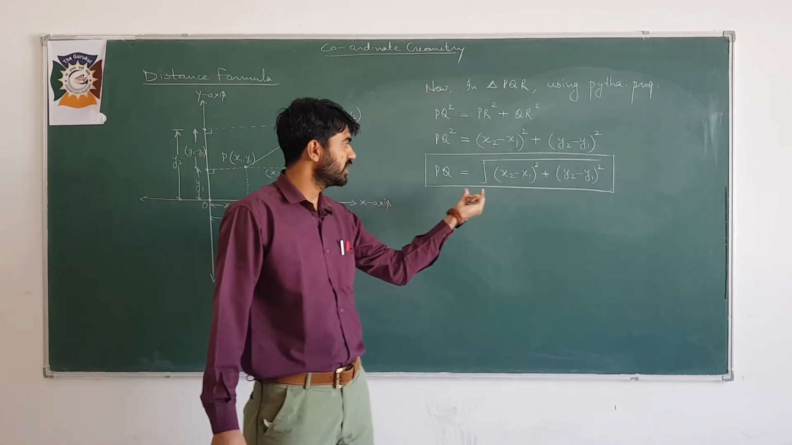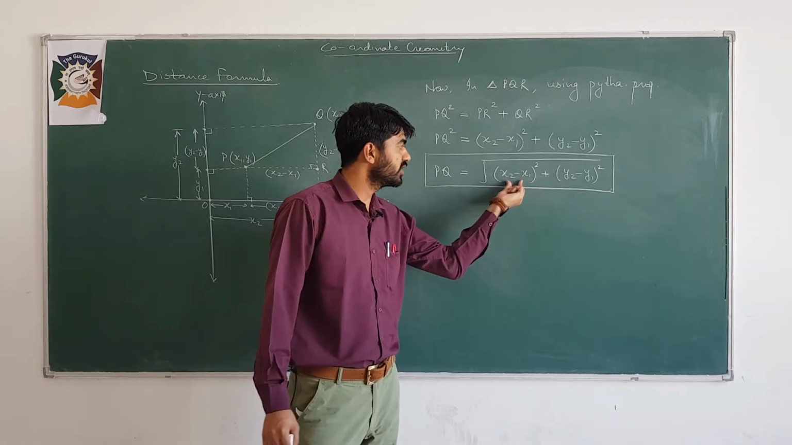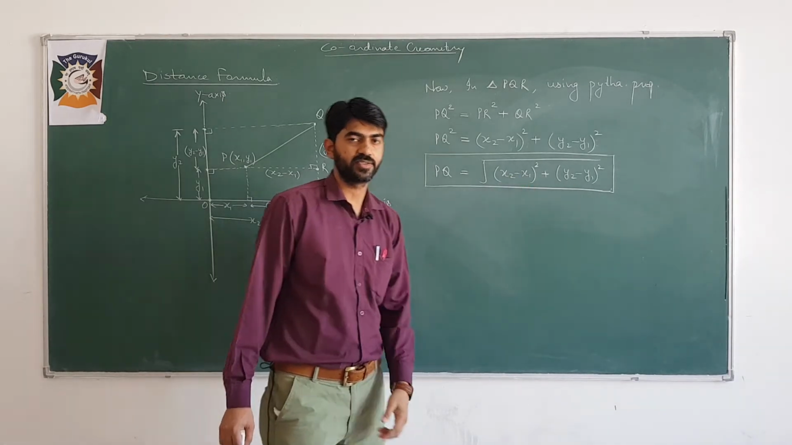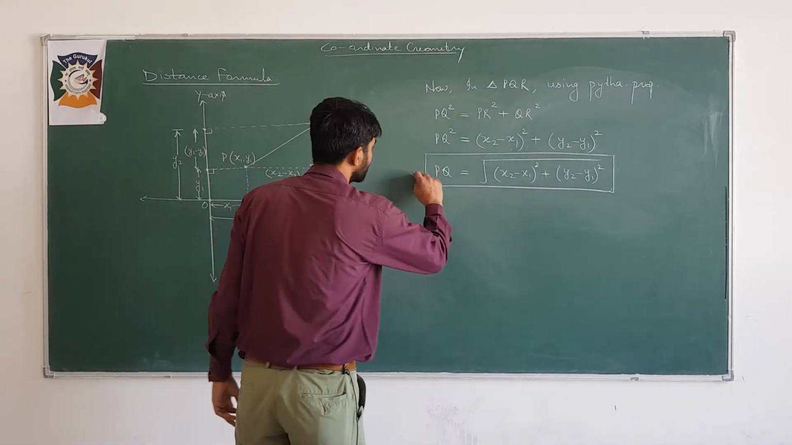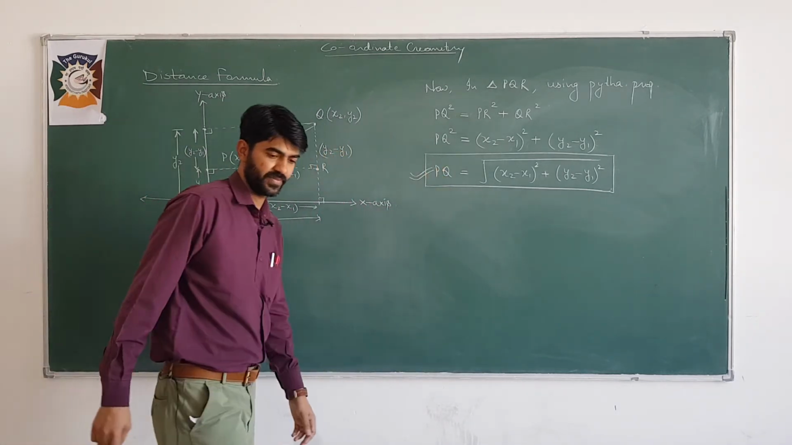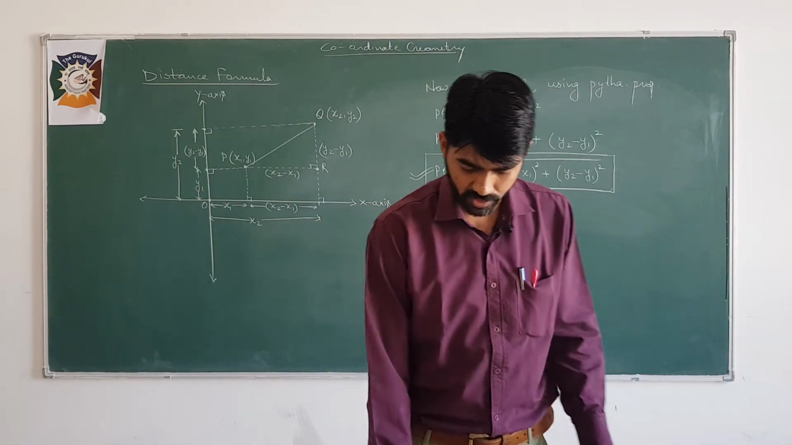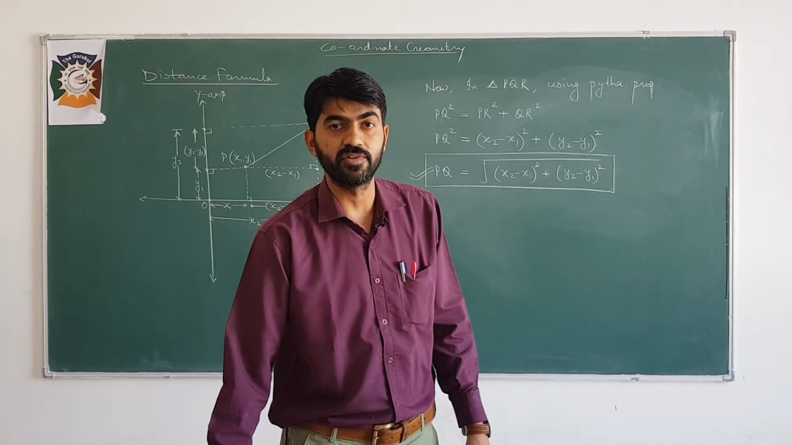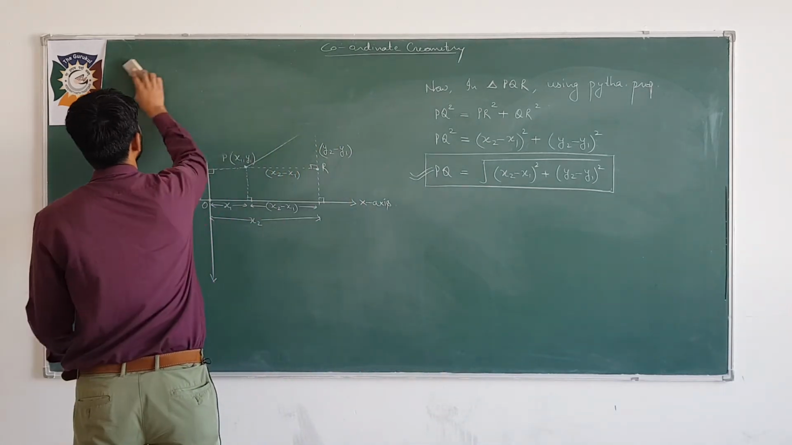What is the required condition? The condition is that their coordinates must be given. If the coordinates are given, then we can find the distance between the given points. So this formula is called the distance formula. This was the derivation of this. Now using this formula, we will go with exercise 7.1. Let us see what is exercise 7.1.